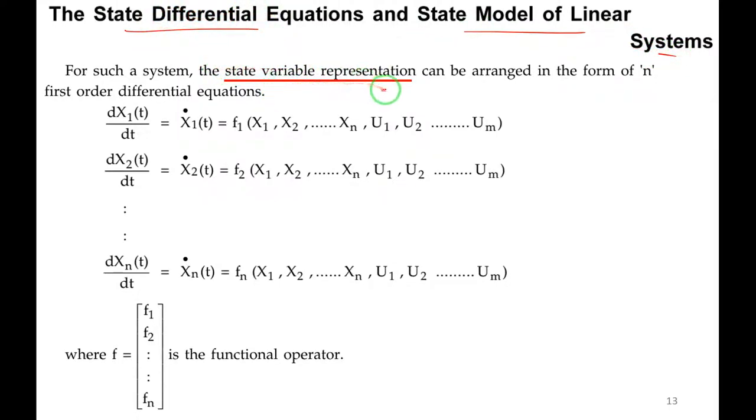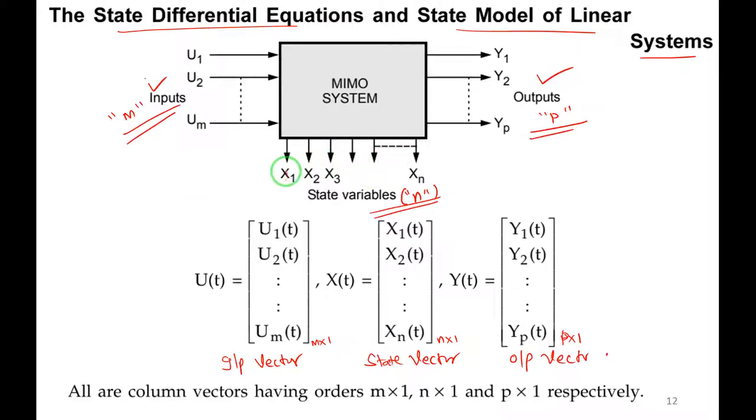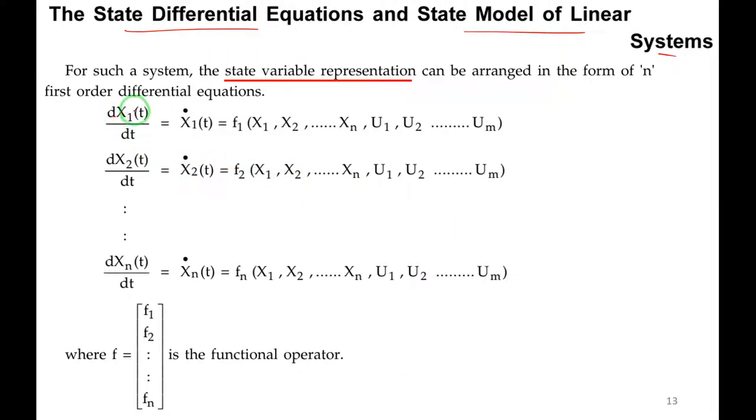The state variable representation of the given system. For example, I have n number of states, x1 of t, x2 of t, x3 of t and xn of t. Let me represent these states in the form of differential equations. Means x1 dot, dx1 by dt, dx2 by dt, dx3 by dt, dxn by dt. We will represent these state equations in the form of differentials, so let us take differentiation with respect to time.